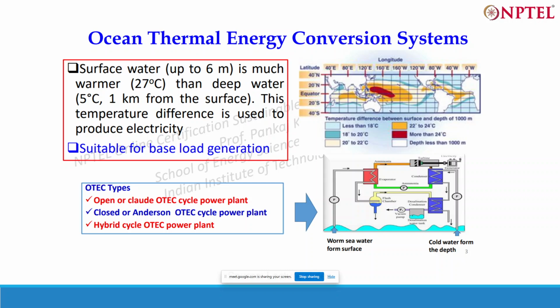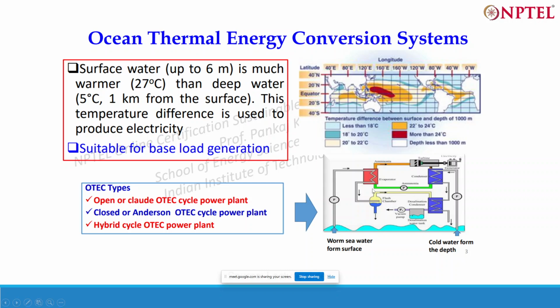Now, if you see the OTEC, the ocean thermal conversion system, the types can be an open cycle power plant and a closed cycle power plant. Open cycle power plants are also called Claude power plants. Closed cycle power plants are called Anderson power plants, and then we also have a hybrid cycle power plant.